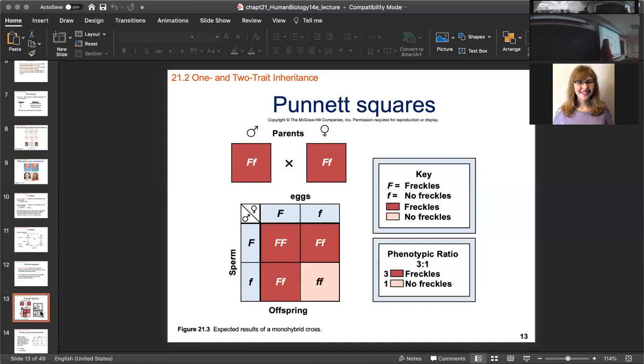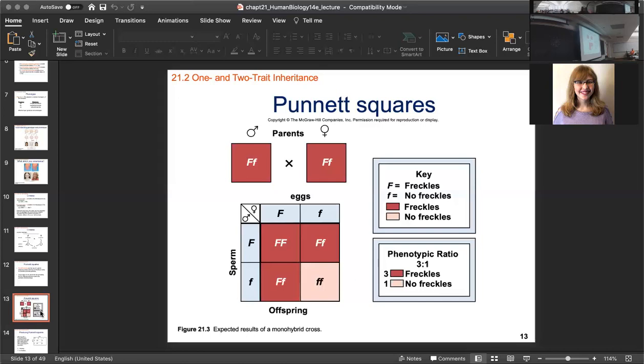Phenotypic ratio, meaning what's the ratio of people who have freckles to not having freckles? Well, in this case, we can see that 3 out of the 4 boxes are red and 1 out of the 4 boxes is white. So 3 to 1 are freckles to no freckles. Freckles to no freckles, okay? The phenotypic ratio is different than the genotypic ratio. So let's add this over here, okay?